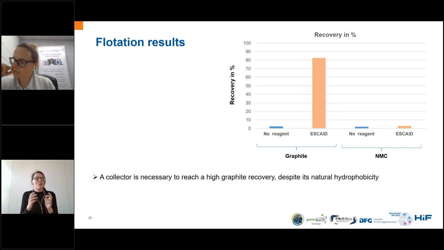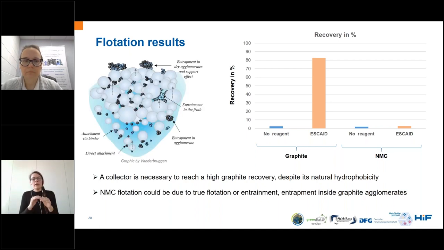Okay, so we also did some real flotation tests. Here we can see the recovery in percent. So we have the graphite and the NMC, again, without reagent in blue and with some reagent in orange. And here again, you can see that when using the Ascade, we have a recovery of graphite above 80%, which is really nice.